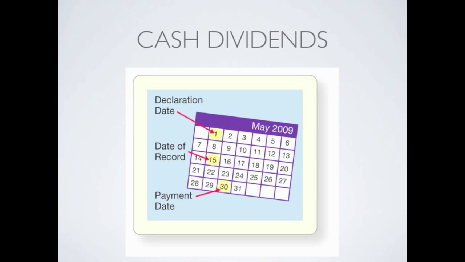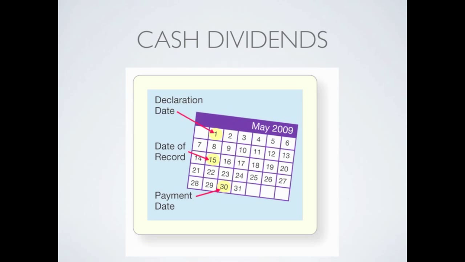The declaration date is the date that a company announces that they're going to pay a dividend. Now, once the company announces they're going to pay a dividend, this creates an obligation to the corporation, a liability. So therefore, they would have to record dividends payable, the liability.